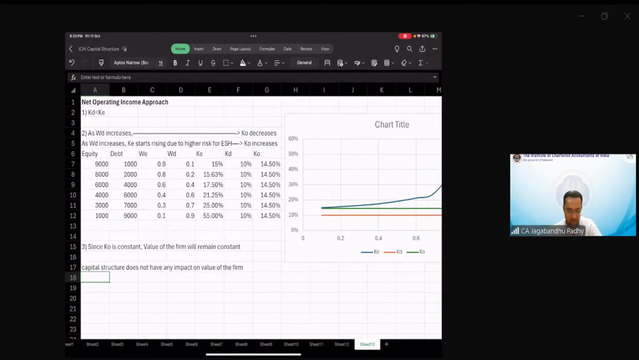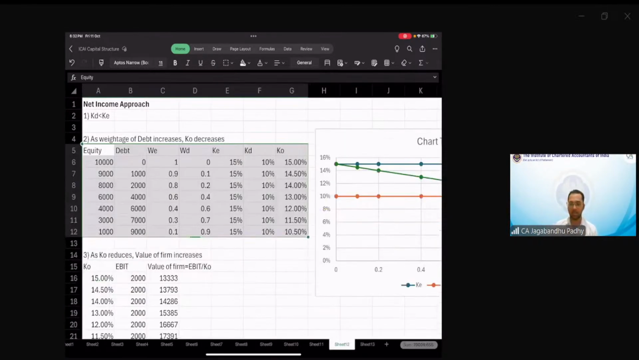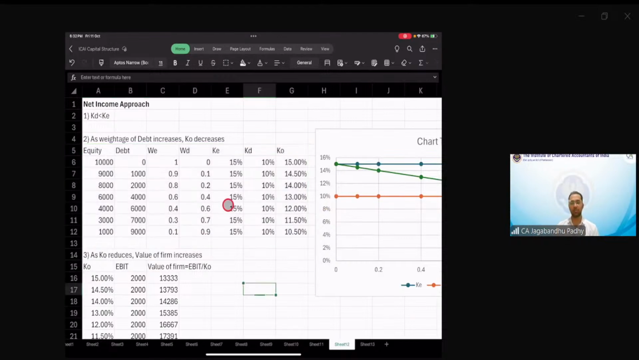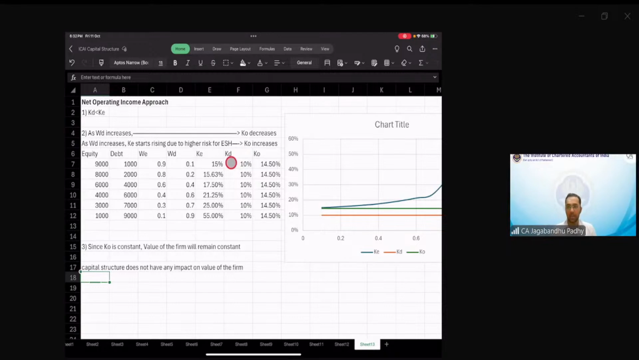Everyone? Yeah, so it was an improvement over the net income approach, where in the net income approach you assume the KE to be constant, right? Whereas here the KE is said to keep rising. Now, obviously, the underlying assumption over here is that KE is going to rise so much that the overall cost of capital remains the same. Okay.